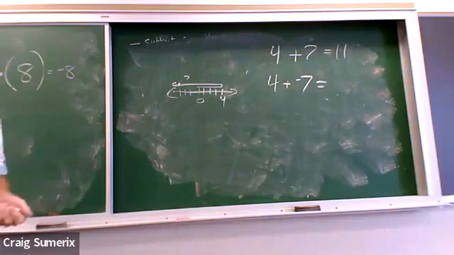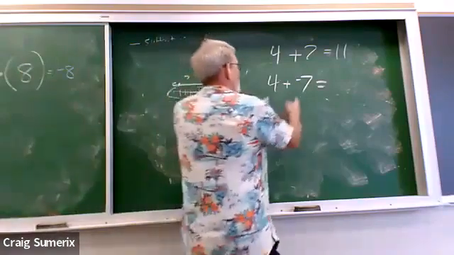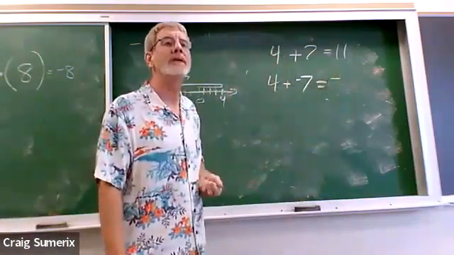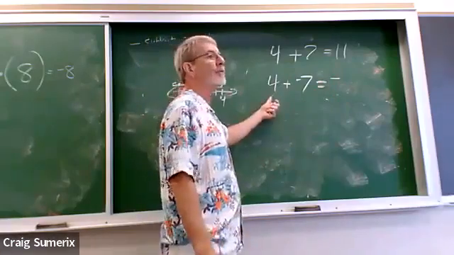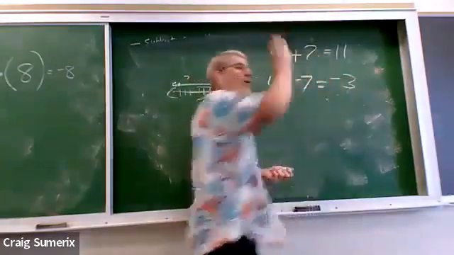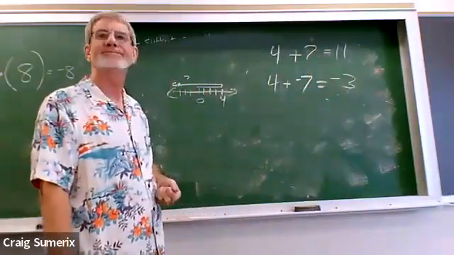We're like, what? I look at it this way. What do you got more of? Pluses or minuses? I got more negatives than I got positives. How many more negatives? I got 4 positives and 7 negatives. That means I got 3 more negatives than I had positives.